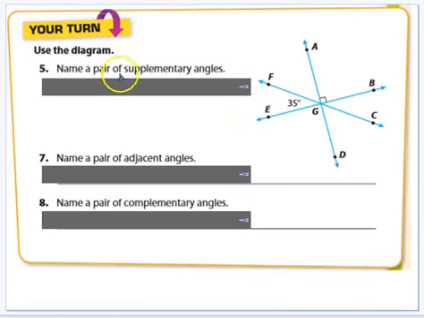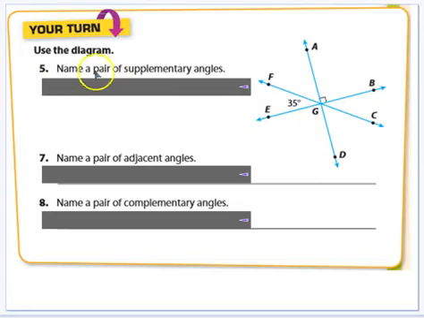Name a pair of supplementary angles. All right, your turn. Pause. Do 5, 7, and 8 right now. I want you to pause it right now so you can do the your turn by yourself without the answers. All right. 3, 2, 1. All right. Let's get it.